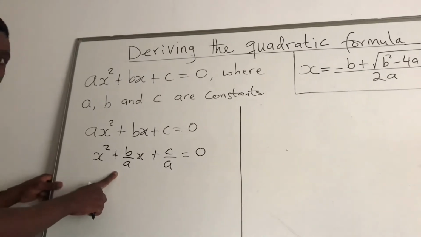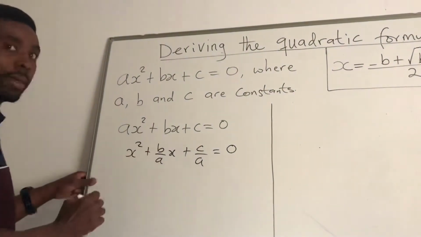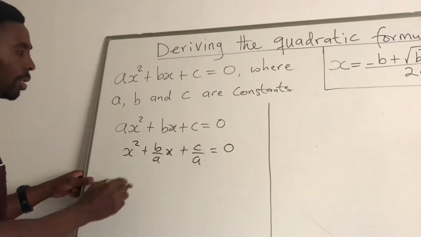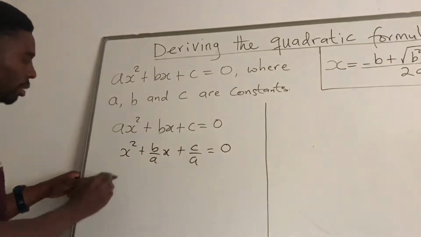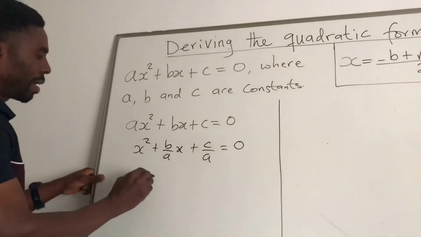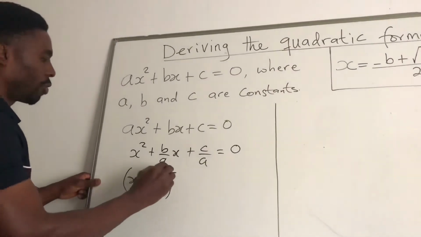By the method of completing the square, we look at the coefficient of x, which is b over a, and we divide that by 2. So dividing b over a by 2, we get b over 2a. So we have x plus b over 2a in a bracket squared.